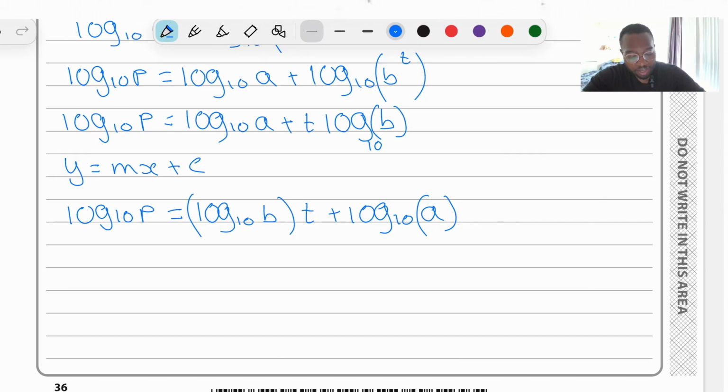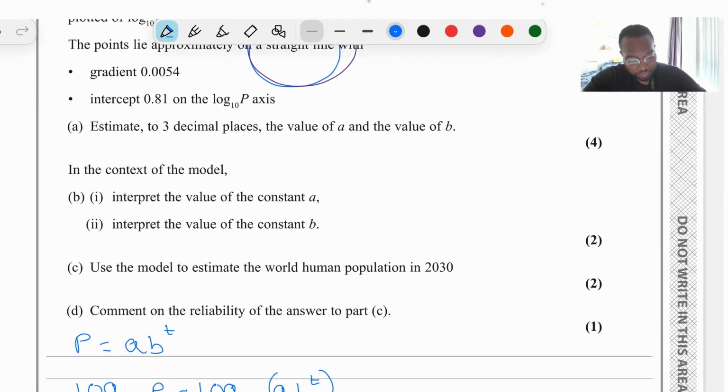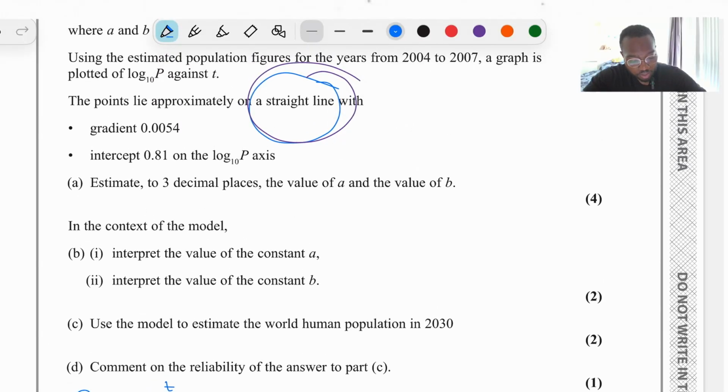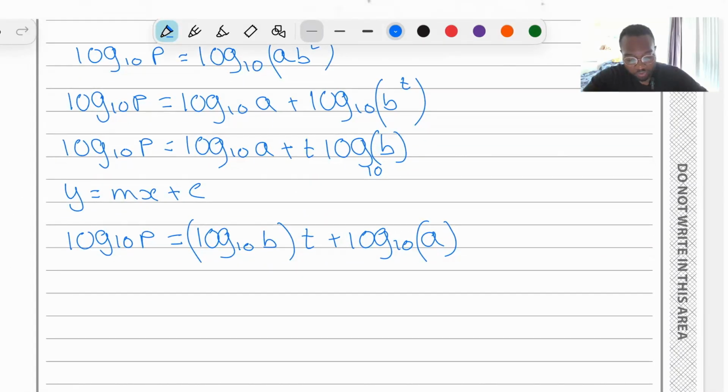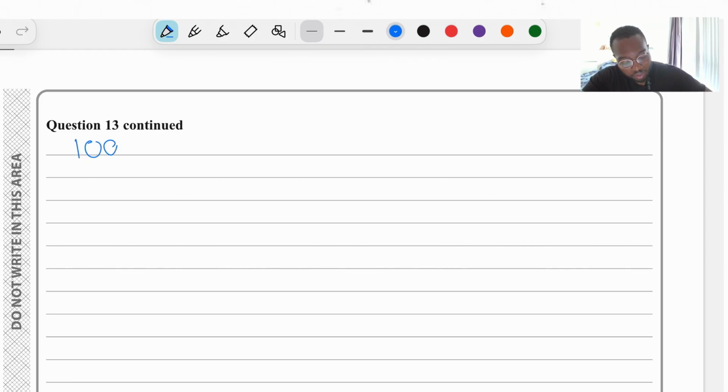So we can work out our values. We can work out our A value straight away. So what are we told? Well, if we go to the question, we're told that our intercept is 0.81. So if we go back to this, our constant has to be log base 10 A, because we've written it in the form of y equals mx plus c. Therefore, log base 10 A must equal 0.81. So if I write that here, we know that log base 10 A must equal 0.81. And now we need to solve for A.